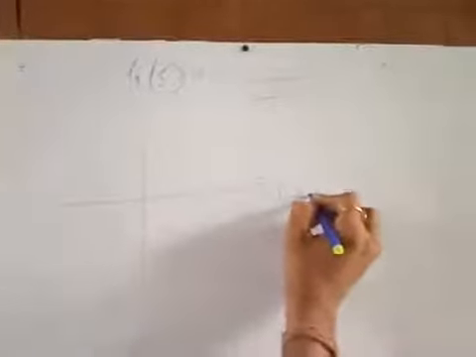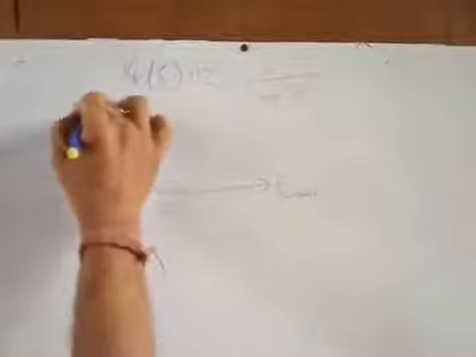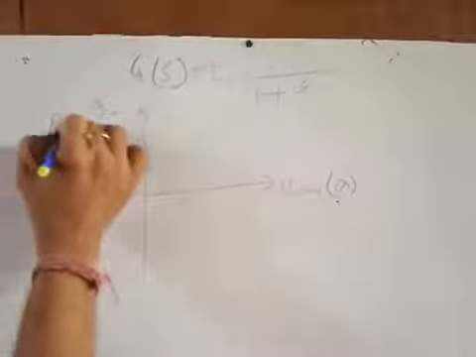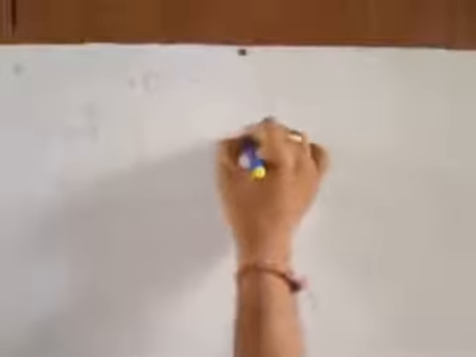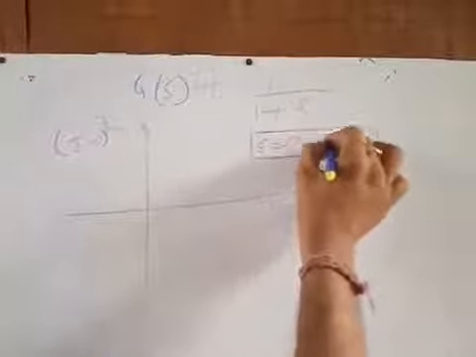This is your real axis, this is your imaginary axis. That means this is denoted by sigma and this is denoted by jω. And as we know, this is your s plane, so s is equal to sigma plus jω.